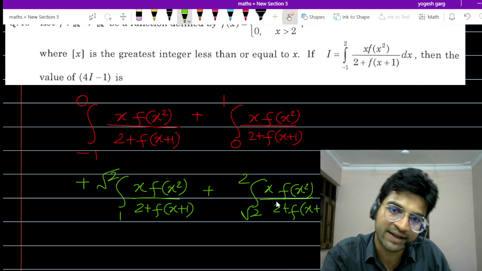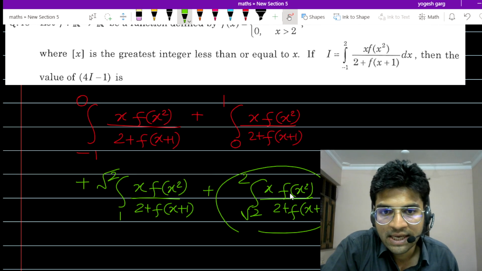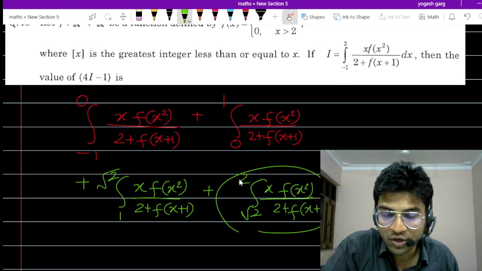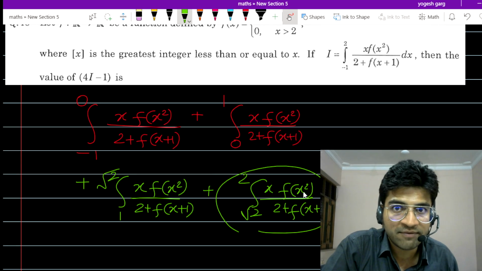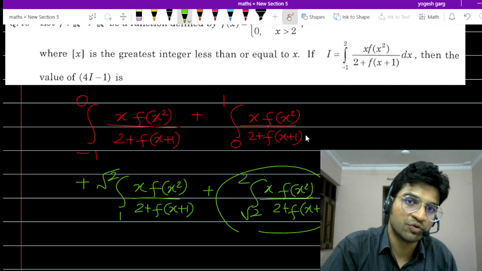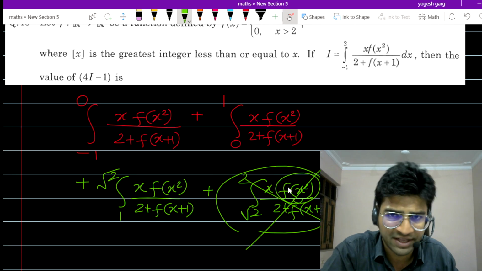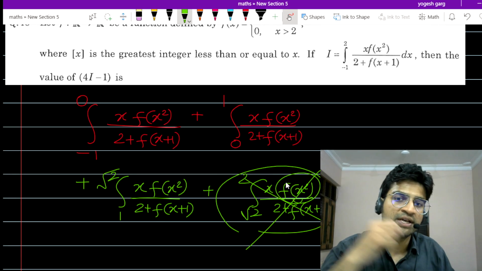Fourth part, this particular integral will be 0. Why am I saying so? Because if x is between root 2 and 2, x square will be between 2 and 4, and if x square is greater than 2, f of x is equal to 0. They are saying this, right? So this particular thing is 0, and 0 into anything is equal to 0. Need not solve this.